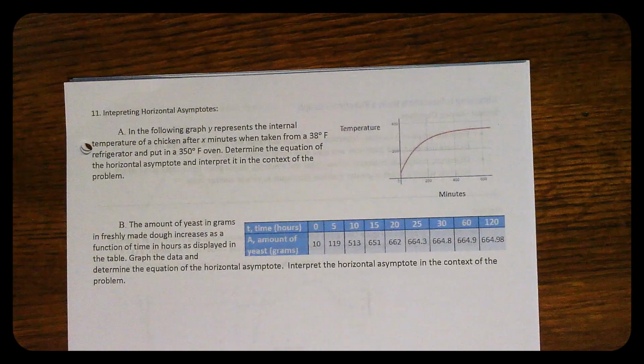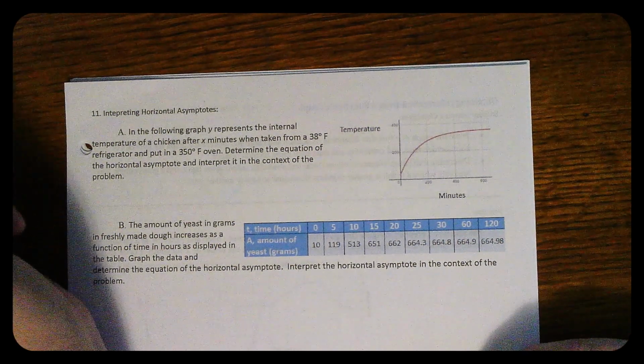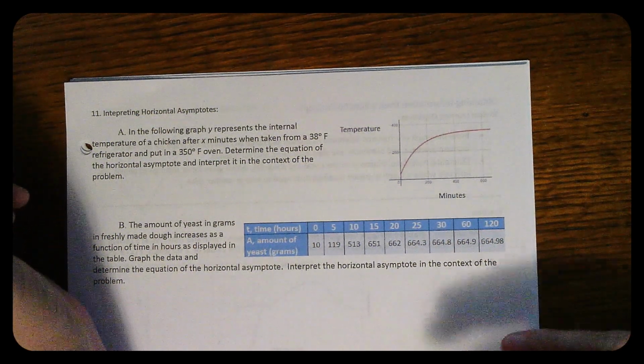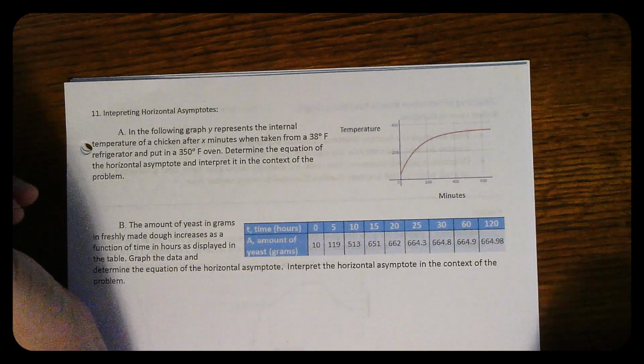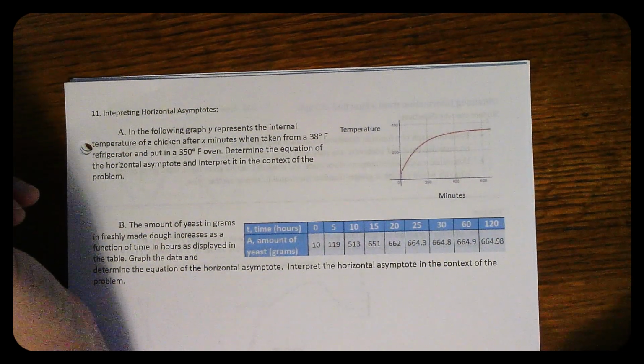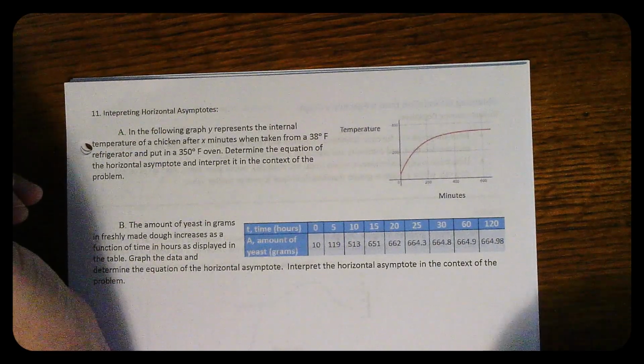All right, flip over on the back. I got one more thing for you, and that is sometimes we can interpret horizontal asymptotes. They are really good for interpreting in real life. Let me give you an example.